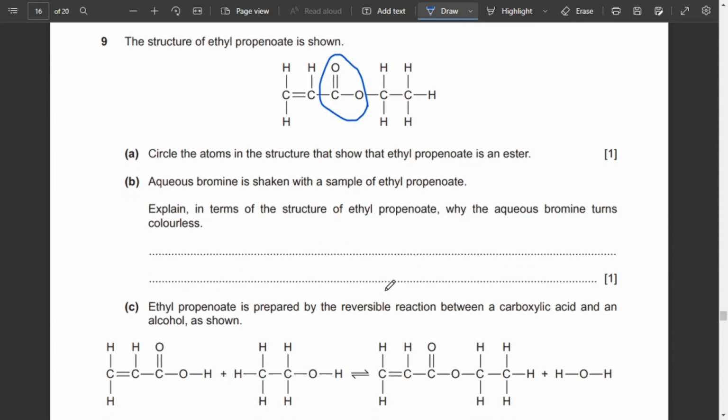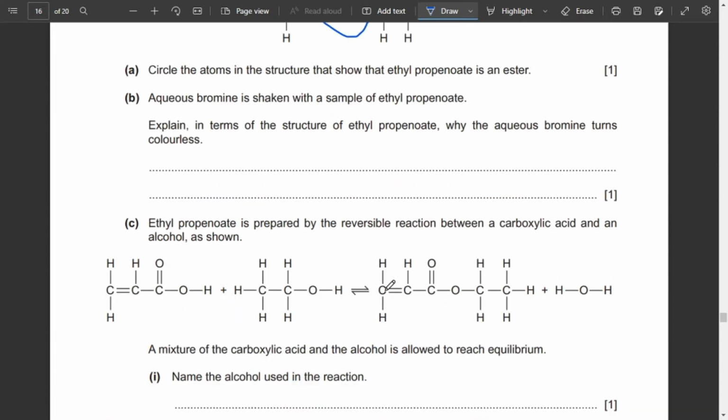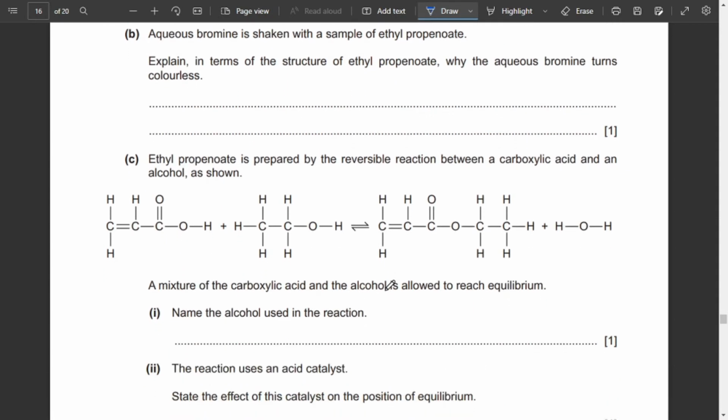Moving on to part C, ethyl propanoate is prepared by the reversible reaction between a carboxylic acid and an alcohol as shown. Part 1 says name the alcohol used in this reaction. So we have a mixture of carboxylic acid and alcohol is allowed to reach the equilibrium. This is the whole scenario of the question. Now name the alcohol used in this reaction.